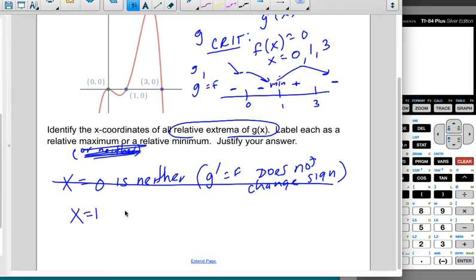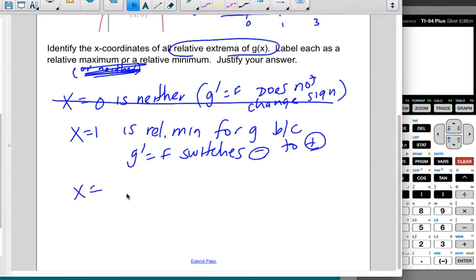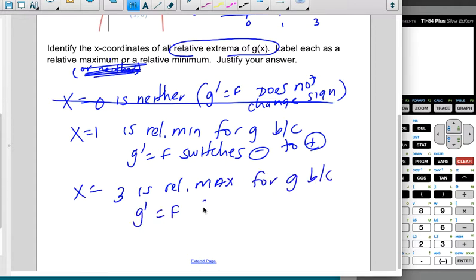So x equals 1 is a relative min for g because g prime equals f switches from negative to positive. And x equals, I think the last one was 3, is a relative max for g because g prime, which is the same as f, switches from positive to negative.